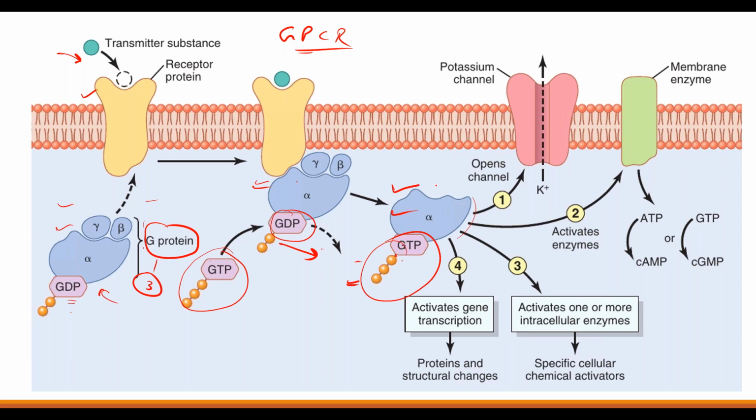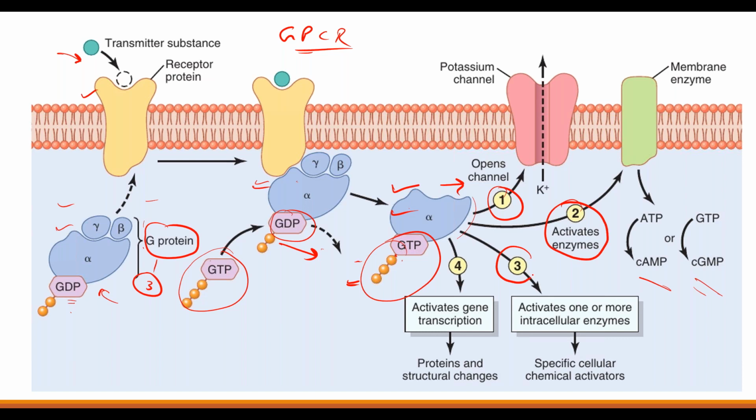So what all things can it do? First, it can open some other ion channels, like for example, potassium channel can be opened, even chloride channel can be opened. Or second, it can activate a few enzymes. What are these enzymes? They are membrane bound enzymes which can lead to formation of either cAMP, cGMP, or some other energy moieties or protein moieties, right?